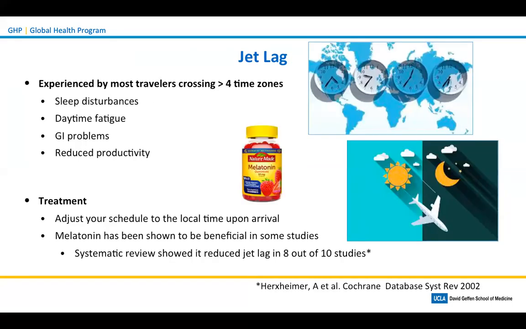Another issue that arises when traveling across continents is jet lag. This is, of course, experienced by most travelers and includes symptoms like sleep disturbances, daytime fatigue, GI issues, and reduced productivity. In terms of treatment, you can adjust your schedule to the local time immediately upon arrival. Melatonin has been shown to be beneficial in some studies. A Cochrane systematic review showed it reduced jet lag in 8 out of 10 studies, in fact.